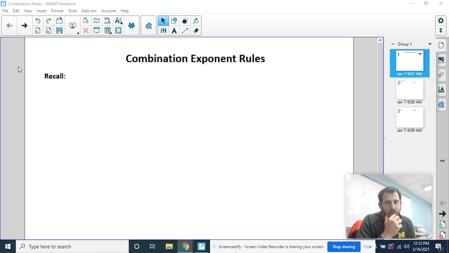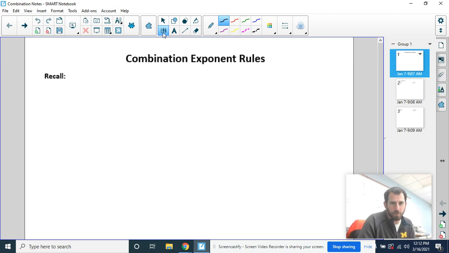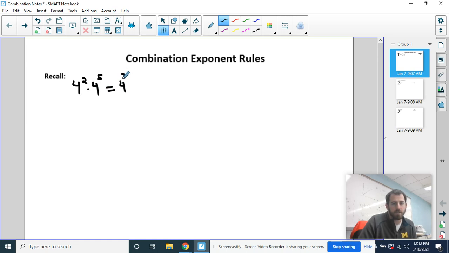All right, so the next thing we have in this exponent unit is the combination exponent rules. This simply means more than one rule at a time. To quickly review the rules, if I have two bases that are the same, and all the bases need to be the same, by the way, if you forgot, and they are being multiplied, I simply add the exponents. Keep the base, add the exponents, so it turns into 2 plus 5, which will give me 4 to the 7th. That is rule 1.